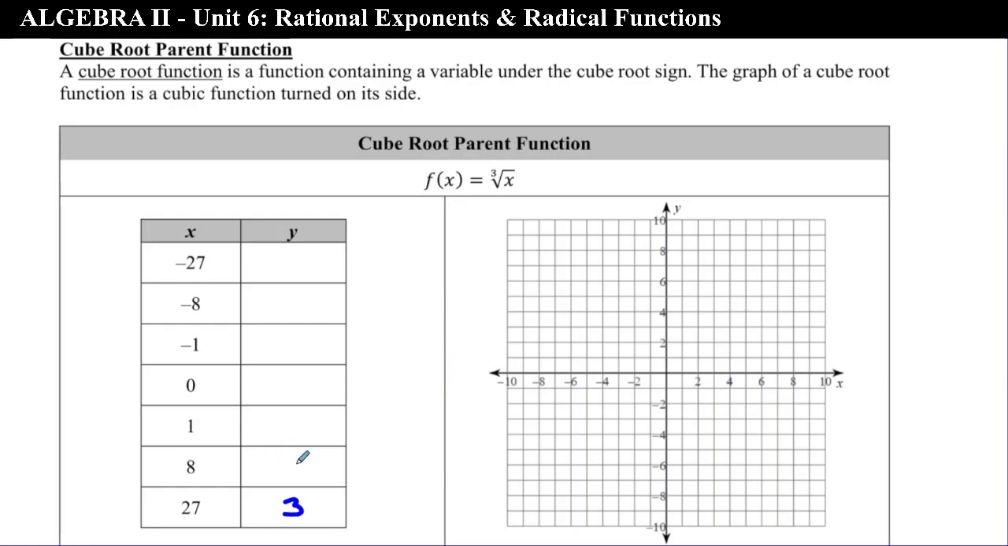The cube root of 8 is 2. The cube root of 1 is 1. The cube root of 0 is 0. The cube root of -1 is -1, because remember, you can have a negative value under a cube root sign, because think about it. What is -1 times -1 times -1? Well, a negative and a negative give you a positive, times another negative gives you a negative in the end. So it does work out when you have odd indexed radicals.